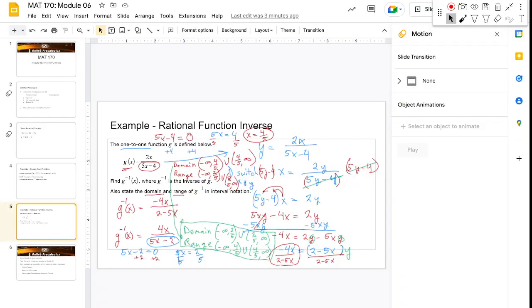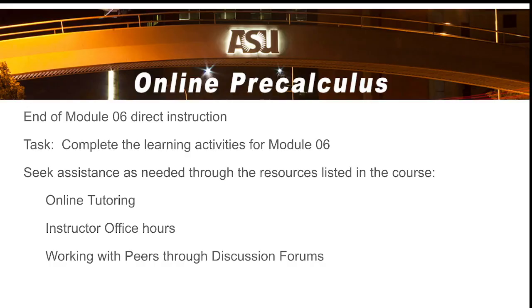Okay, so take a look at the notes. That should help as well. But just remember, to find an inverse function, just switch the x and the y, and that's what an inverse function is. So this is the end of the direct instruction part.